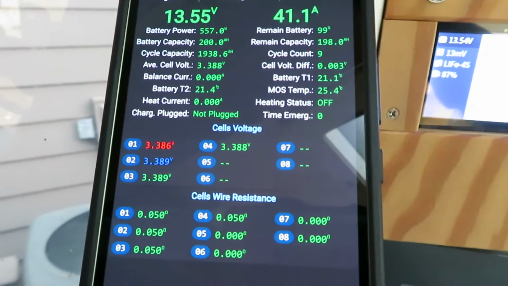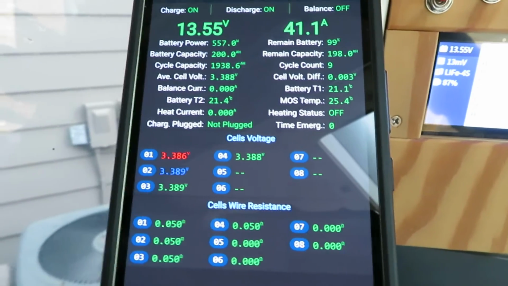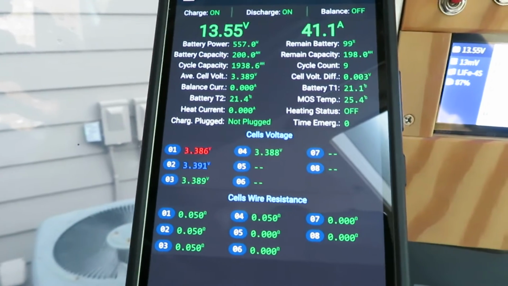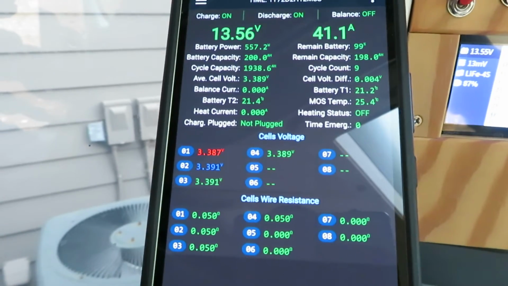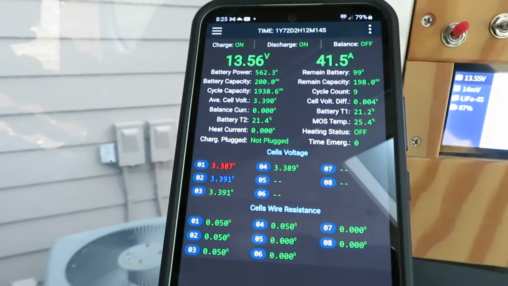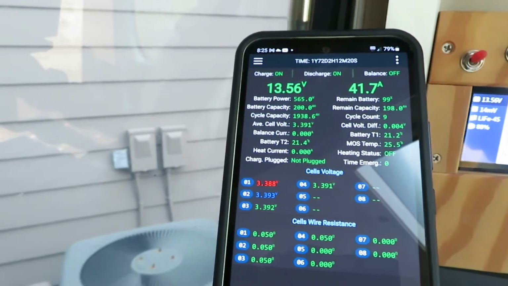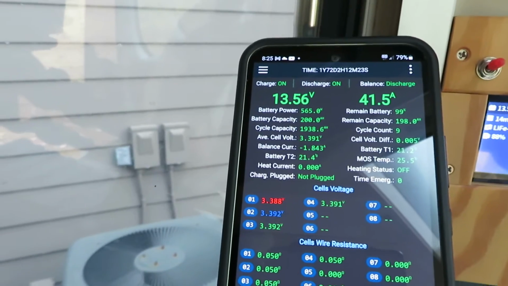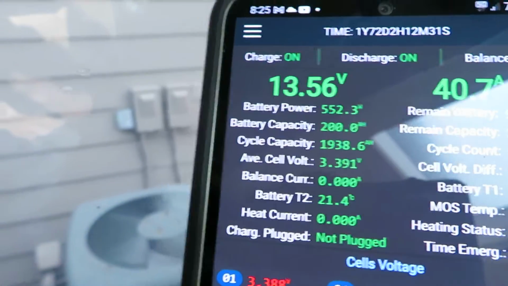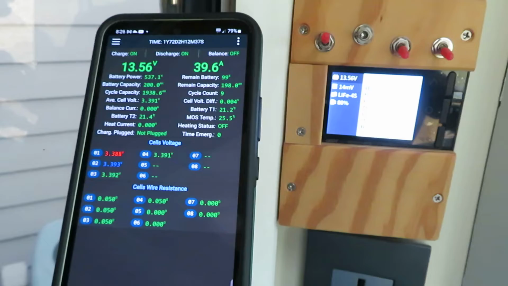And then the JK-Track imbalance is about 3 millivolt. The JK-Track comes with a 2 amp active balancing circuit, so it actually moves the cell with the high energy to the cell with the low energy using 2 amps, and it's also 13.56 volt. So you can see the voltage is the same, 13.56 and 13.56 between the batteries.